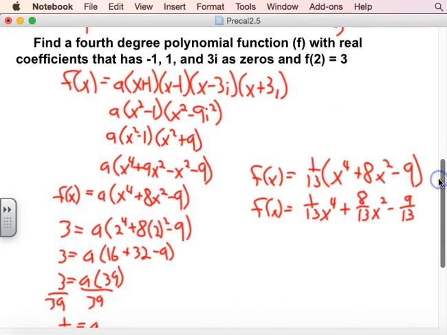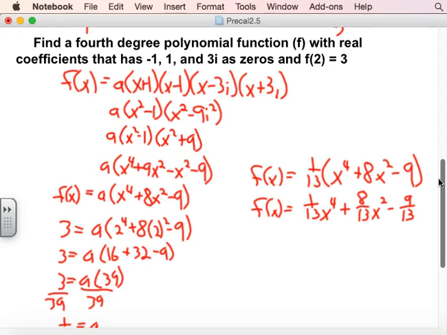Okay, so we've got a 4th degree polynomial, so we've got 4 zeros. They tell us it's got to have zeros at -1, 1, and 3i. So if 3i is a zero, we know negative 3i is also a zero. So our factors are going to be x plus 1, x minus 1, x plus 3i, and x minus 3i. So we multiply all those together with the a.